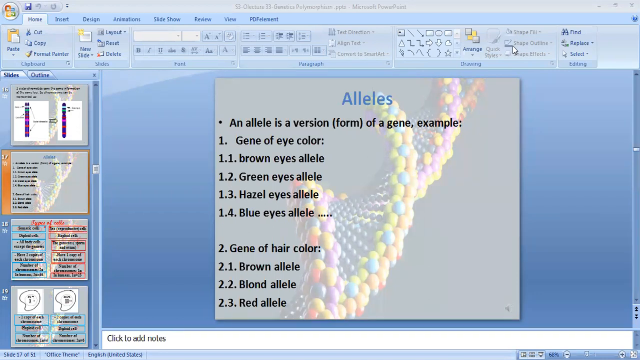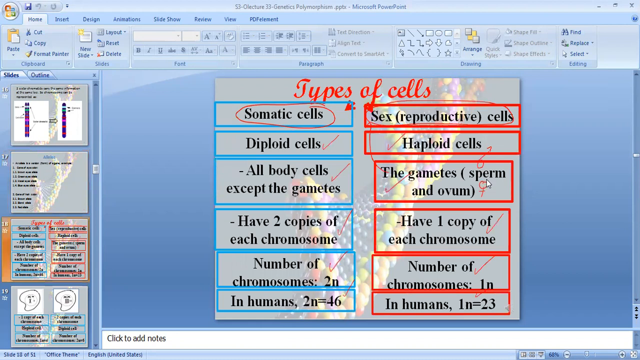We said that the allele is a version or a form of a gene. For example, for the gene of eye color, we have different alleles. For the gene of hair color, we have different alleles, and so on. We said that we have different types of cells. These types of cells are somatic cells and the sex cells or reproductive cells.